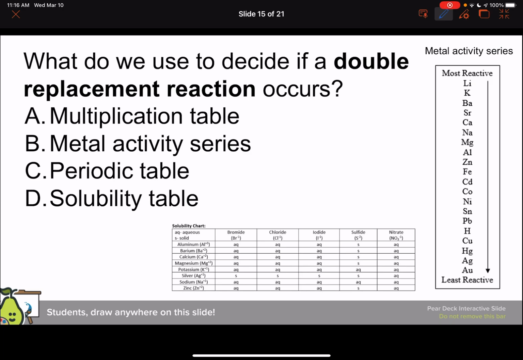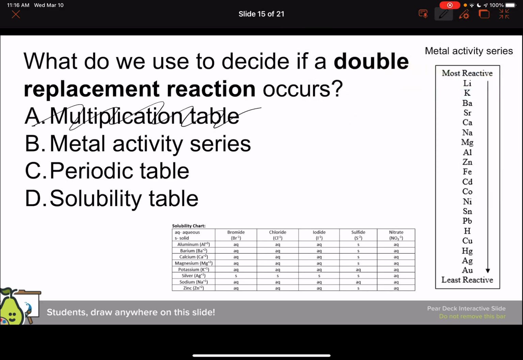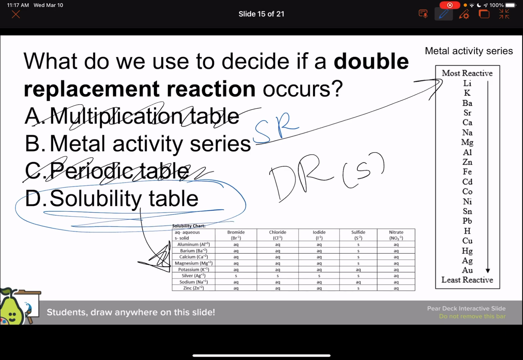Now when we're doing those double replacement reactions, would we use a multiplication table? No way, we're not multiplying. Would we use a metal activity series like we see over here? Would we use our periodic table, or would we use a solubility table? So remember, when we're doing double replacement reactions, one of them has to be solid, so we can eliminate A and C. Now, a metal activity series would be for a single replacement, so we need a solubility table because we need to see if it's going to be AQ for aqueous or S for solid.